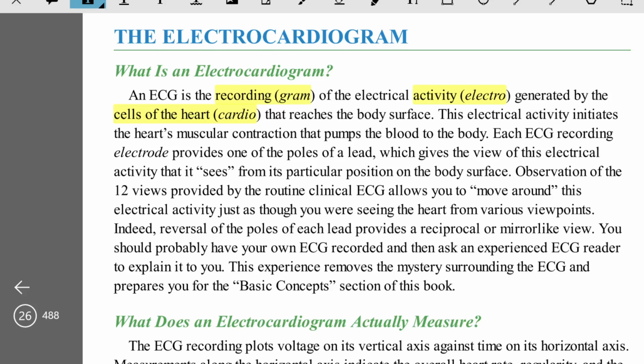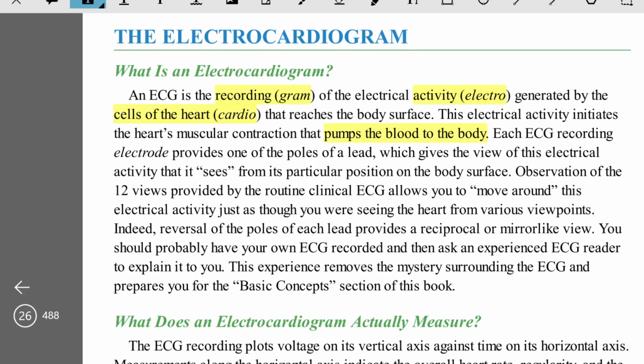An ECG is a recording of electrical activity. The recording is called a gram, and electro is the electrical activity generated by the cells of the heart that reaches the body surface. This electrical activity initiates the heart's muscular contraction that pumps the blood to the body. We all know that the heart is the pumping machine of our body.